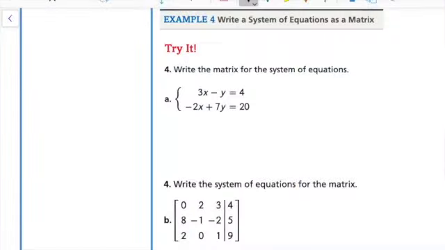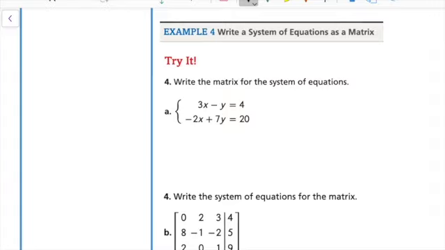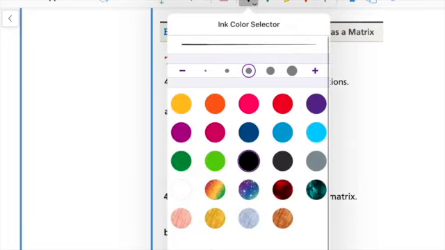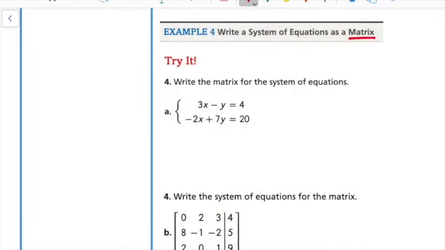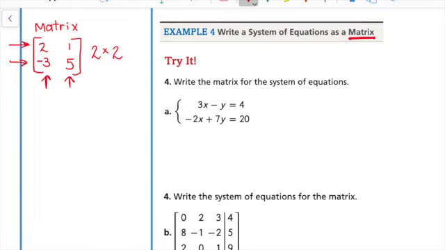All right, so next up, we are still in 1-6, but we are jumping down to example 4. Notice we're going to write a system of equations with a matrix. So what in the world does that mean? A matrix is just an array of rows and columns. An example of a matrix could be something as simple as this, where you pick numbers and put them in there. In this case, there are 2 rows and 2 columns, so we would say that its dimensions are 2 by 2.